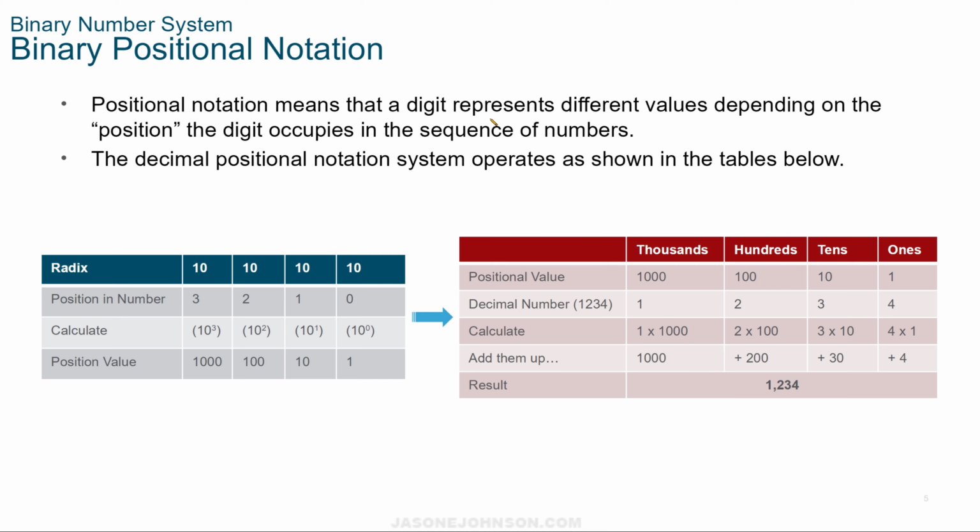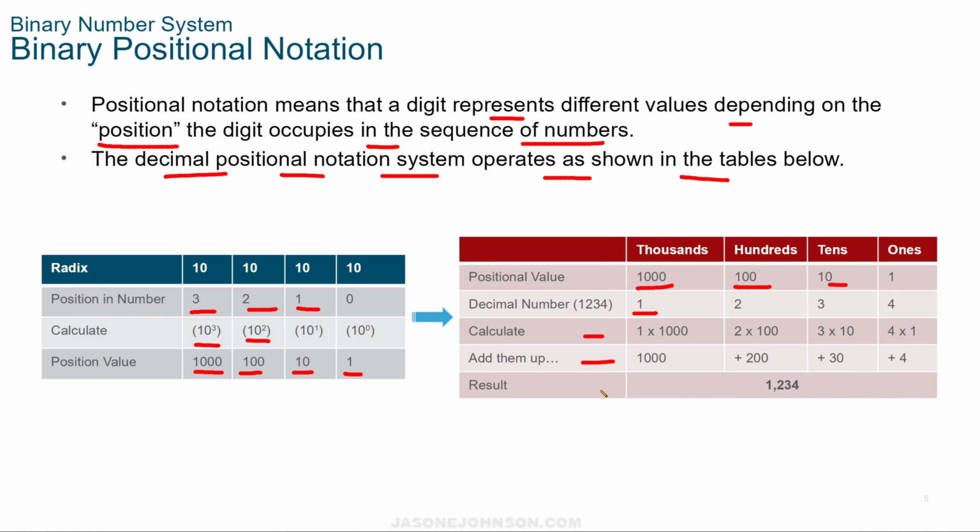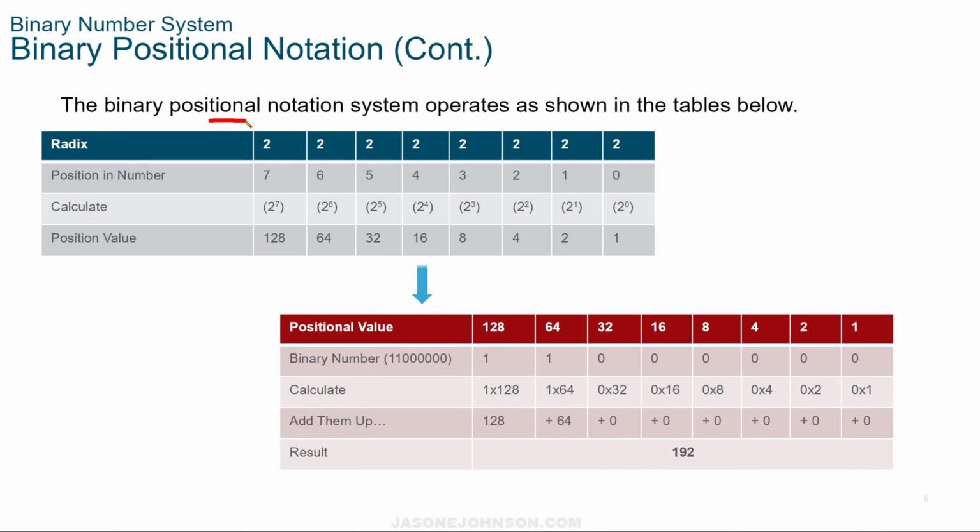Positional notation means that a digit represents different values depending upon the position the digit occupies in the sequence of numbers. The decimal positional notation system operates as shown in the tables below. So if we have 3, 2, 1, 0, we calculate 10 to the third power, 10 to the second power, and so on, and we would have thousands, 100, 10, and 1. The positional values are 1,000, 100, 10, and 1. With the decimal numbers, we can add them up and we get the result of 1,234.